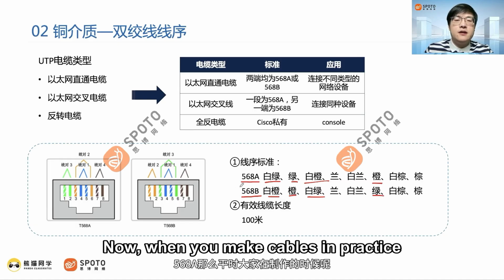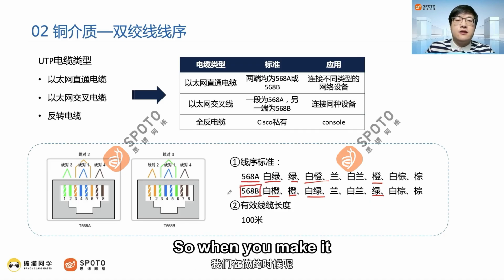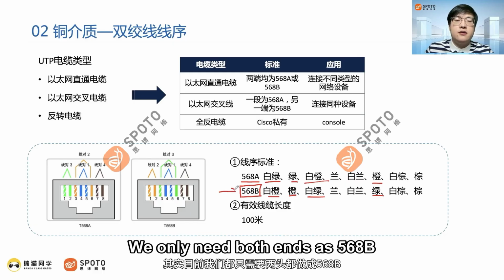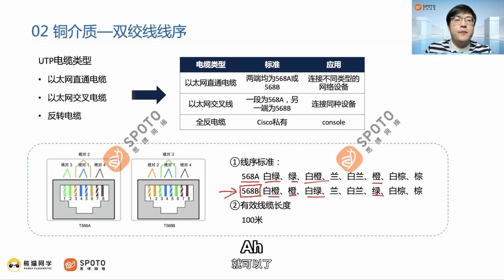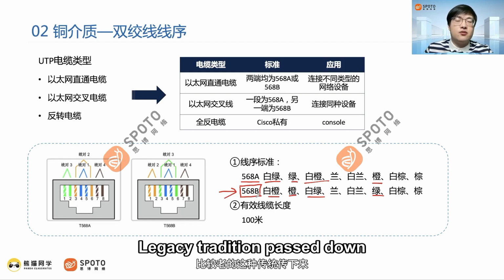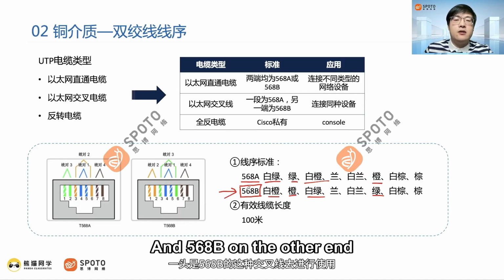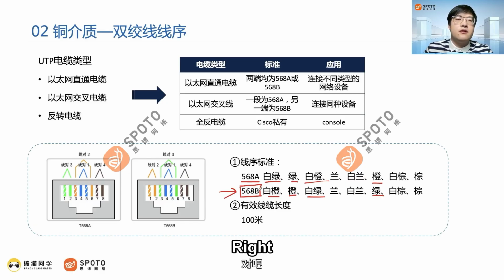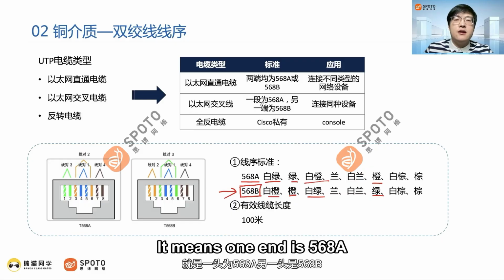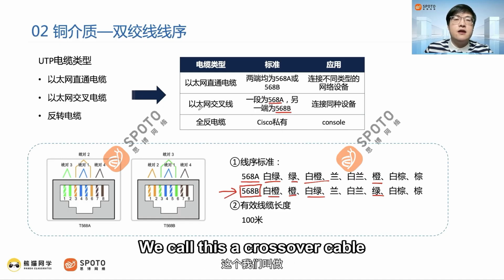Now, when you make cables in practice, there are two ends to one network cable. Actually, currently, we only need both ends terminated as 568B, that's all you need. No need for one end A and one end B. That is actually some legacy tradition passed down on older equipment. We might need to use a crossover cable with 568A on one end and 568B on the other end. What is a crossover cable? It means one end is 568A and the other end is 568B. These two different wiring sequences are used to make this network cable. We call this a crossover cable.